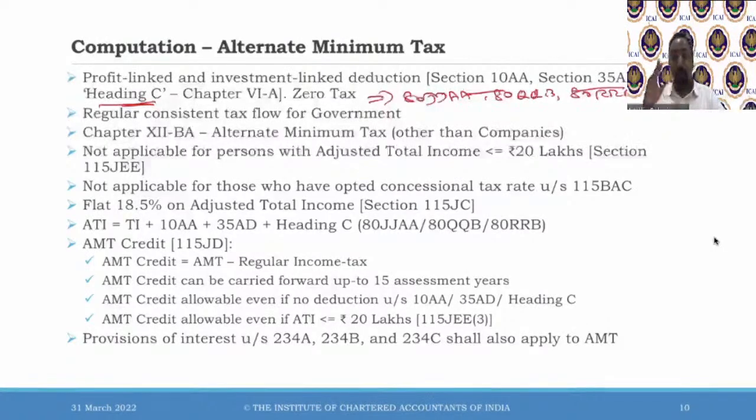regular tax flow. We spoke about why TDS, advance tax and all is there. So the government says, see, I need tax flow. Just because you are having a deduction, and if you are not paying taxes only because of that, I'll have a provision whereby I request you to pay a minimum tax. So Chapter XII-BA was introduced, the concept of alternate minimum tax. It is for other than companies. It is not for companies. It is other than companies.